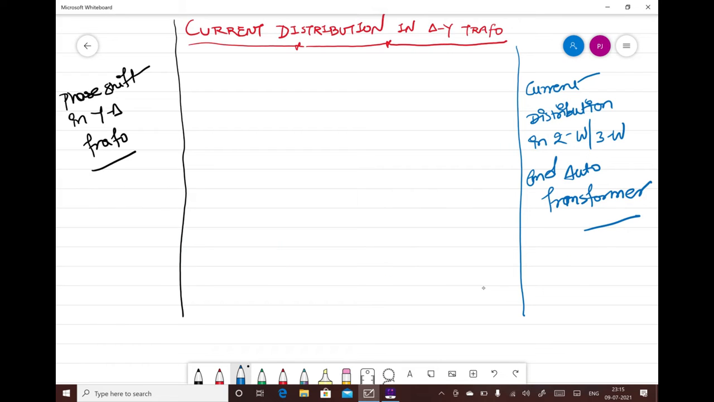We also discussed in that session how to draw the connection of YND11 or DYN1, YND1, and what happens if, due to some wiring issue or external connection issue, there is a difference in phase shift from the actual connection. For example, if the actual connection is YND1, but due to an external connection mismatch, the connection might change from YND1 to YND5, and how this can be determined. We discussed all of this in our first session of this transformer protection series.